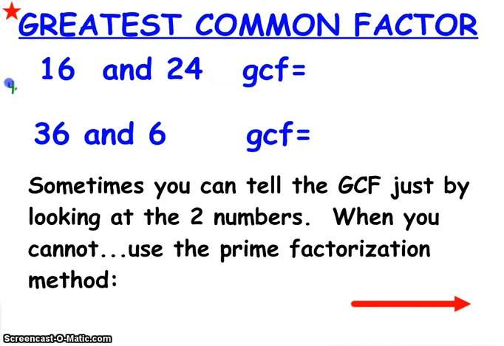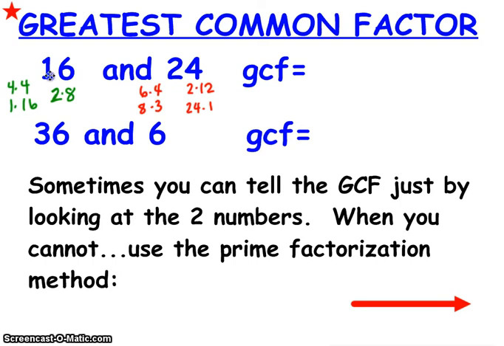So we have 4 times 4, we also have 1 times 16, and we also have 2 times 8. Over here for 24, we have 6 times 4, 8 times 3, 2 times 12, and 24 times 1. It's very important that you get all the factors, otherwise you will not have the greatest common factor when you go to solve this problem.